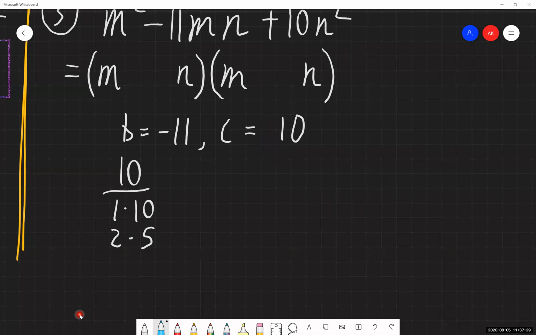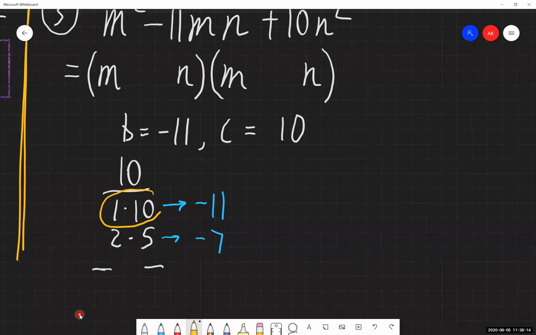I look to the sign of my B value, -11. Both of these columns have to be either positive or negative, and I know that the result when I add them together is a negative number. That tells me that both of these columns have the same sign, and that sign is negative. So from here, I can add these things together and find which ones combine to give me my B value. -1 minus 10 is going to give me -11, which is the thing I'm looking for. Yay.